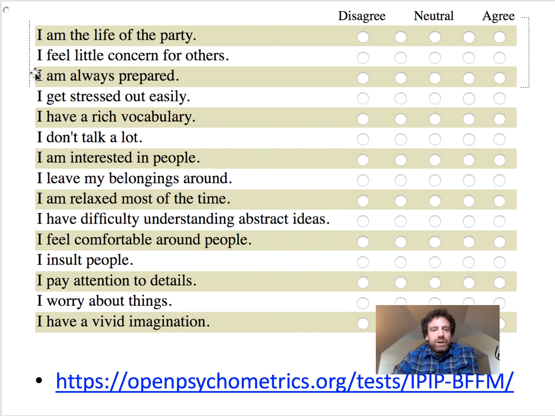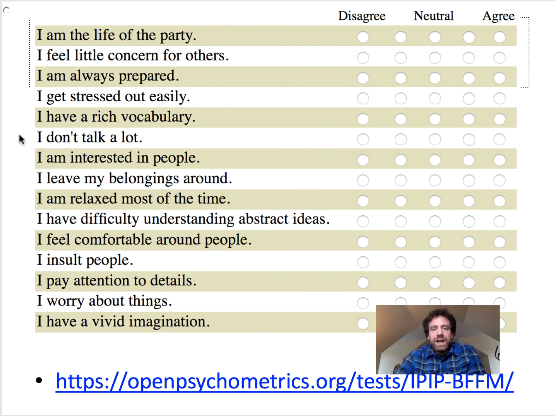Consider, I am always prepared. I can think of times when I've been very prepared, times when I'm consistently prepared. I can also think of times when I have not been prepared. So should I be prepared? Am I neutral here? I'm always prepared. That would seem to say I'm always kind of prepared. But in my experience, I'm often either very prepared or very unprepared, not kind of prepared.